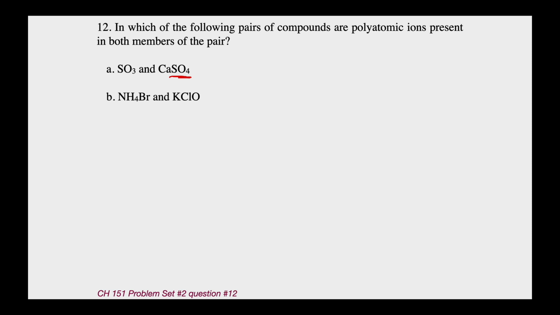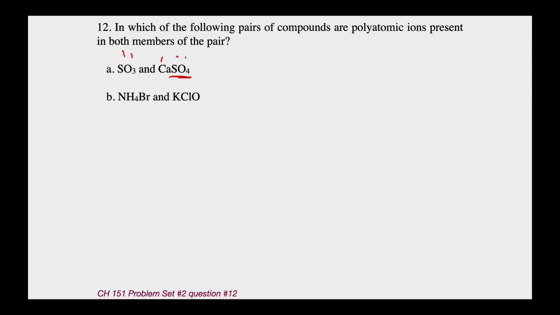It's got sulfate. However, notice that this compound has calcium, sulfur, and oxygen. It has 3 types of atoms in it. You must have 3 or more types of atoms to have a polyatomic ion. If you didn't know about SO3, notice how SO3 has just 1 sulfur and 3 oxygens, or 2 types of atoms. So A does not have a polyatomic ion.